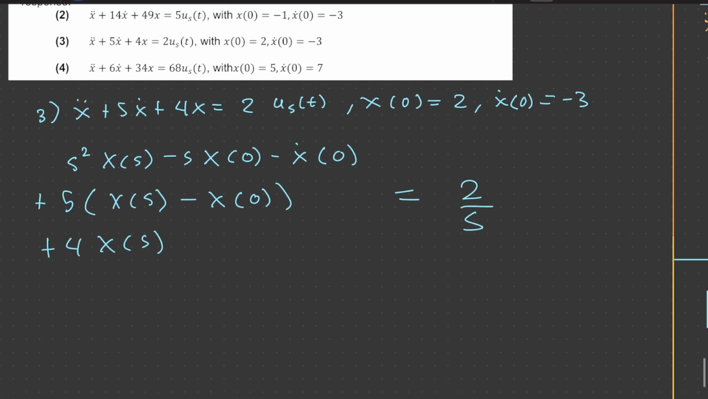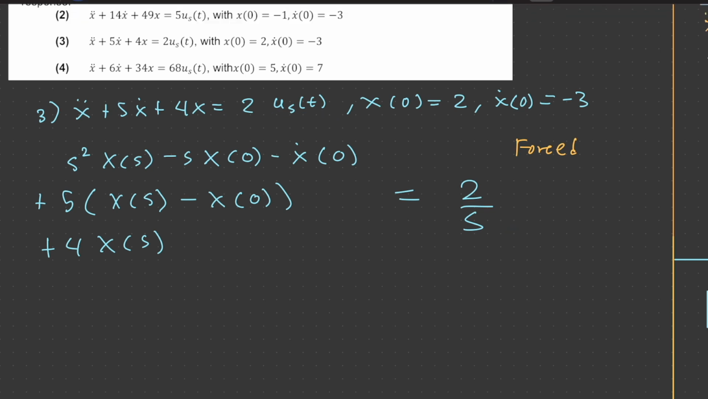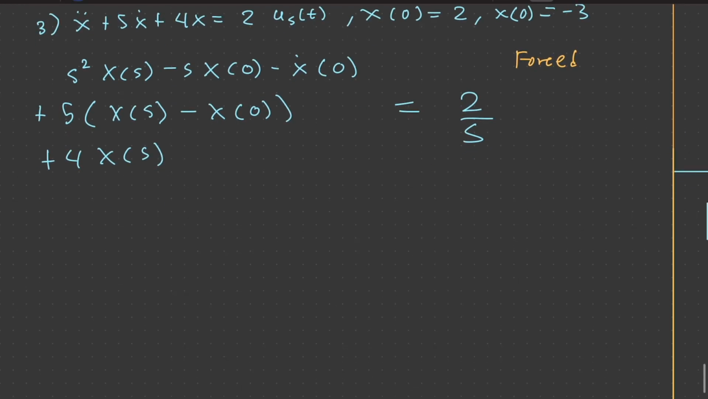Right, and we discussed that this right-hand side is going to be the forced response because it deals with the input, the unit step function, and the left side is going to be the free response because it deals with our initial conditions. Right, we talked about force dealing with the input, free dealing with the initial conditions. Okay. Now, next step, if you remember from part 1, we're going to isolate x of s.